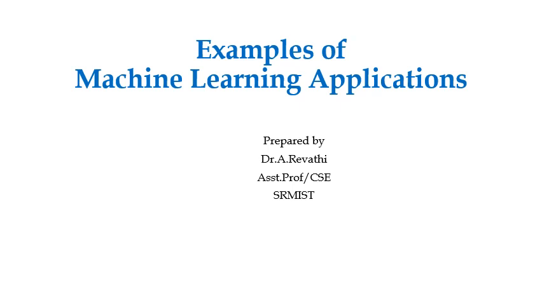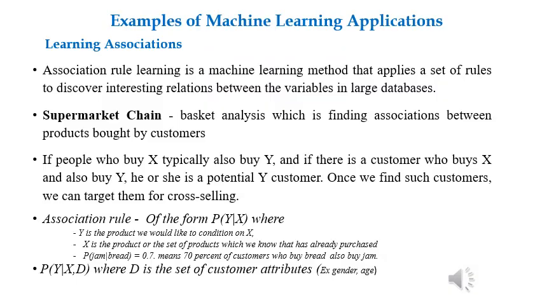Hi, in this lecture we are going to see some example machine learning applications. One of the simple ways is to learn the association between the features by applying some set of rules. Based on that, some interesting analysis can be done. For example, in a supermarket chain, basket analysis may be done, which finds the association between products bought by the customers. For example, if a person buys X, typically he may also buy Y, so that we can assume he or she is a potential customer for product Y. Based on this analysis, we can find the cross selling.